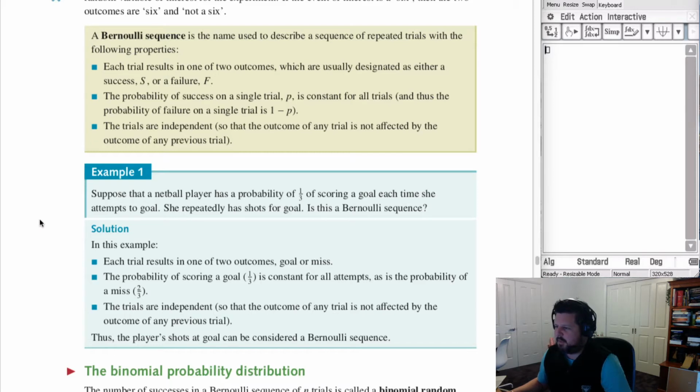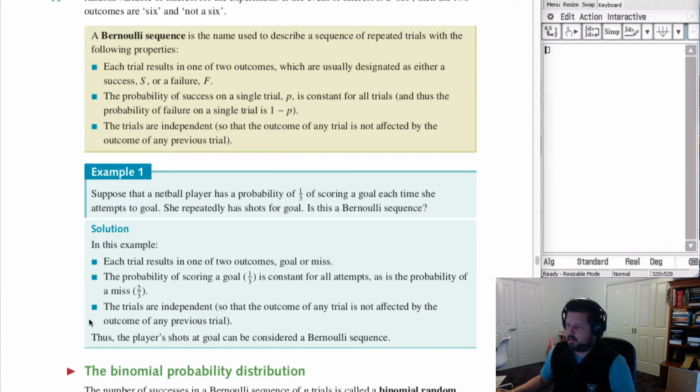In this particular example, when she's shooting for a goal, it's going to be one of two outcomes. It's either going to be a goal or a miss, that is a success or a failure. So it does meet this one here. The probability of scoring a goal, which is 1 in 3, is consistent for all attempts, as the probability of a miss is 2/3, or 1 takeaway the probability. So 1 takeaway 1/3 is the 2/3. So it meets this dot point.